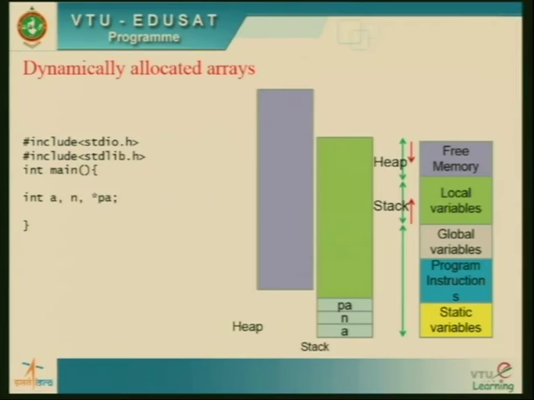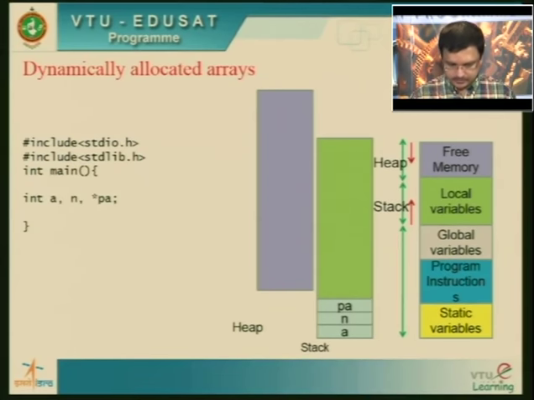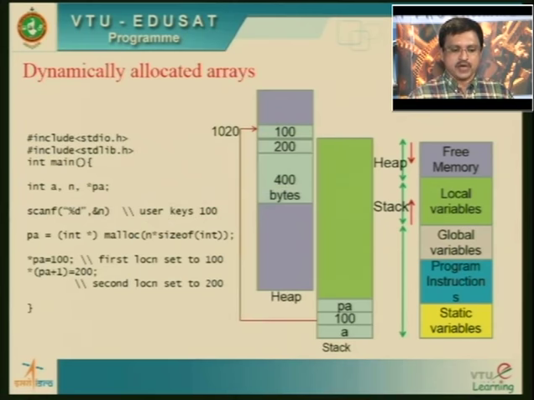Let us quickly see one example now. We have seen malloc, and we will see an example of that. This much you already know: a, n and pa are local variables of main, and they get allocated onto the stack. Then you have scanf. At this point of time, assume the user keys in 100.